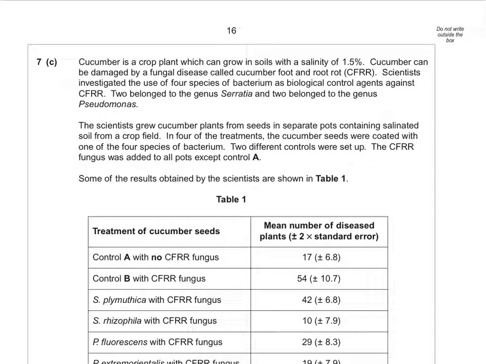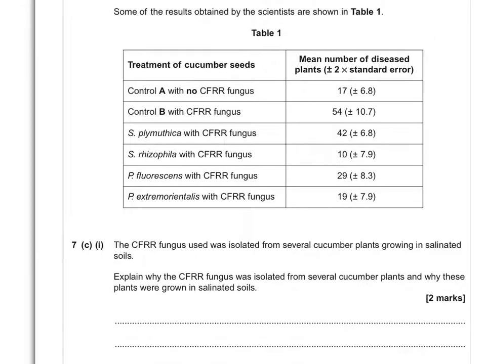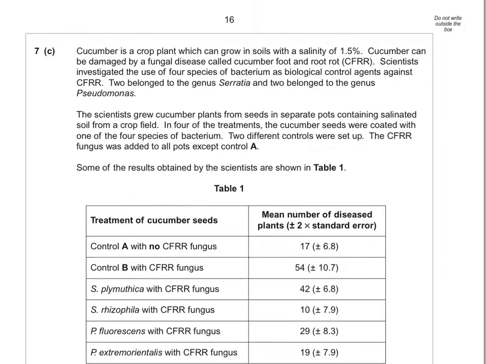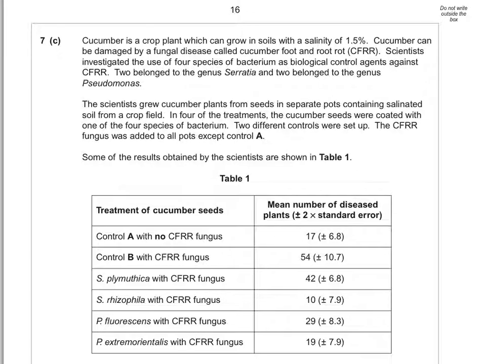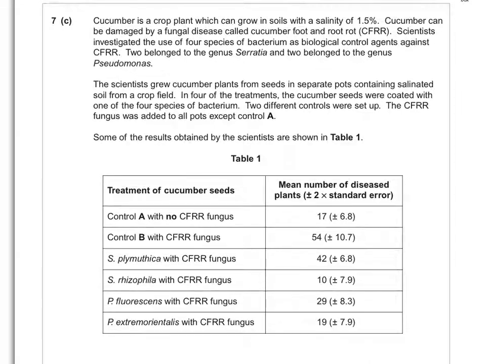Okay, so 7c. Now here, in the exam, this is where you need to spend a tiny bit of time looking at the information. They give you a lot of information about cucumbers that are grown in soil with salinity at 1.5%, and then they talk about a fungal disease, CFRR, and they talk about 4 species of bacterium being used as a biological agent. So there's lots and lots of things going on in this question.